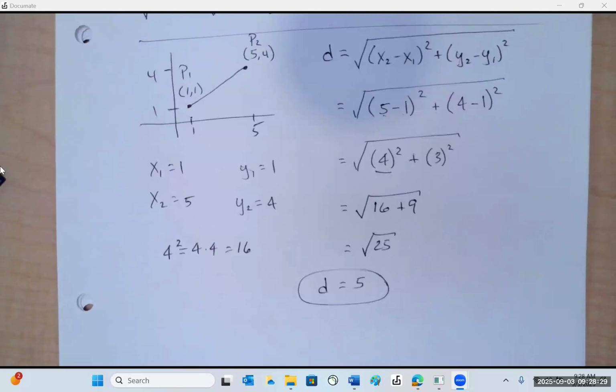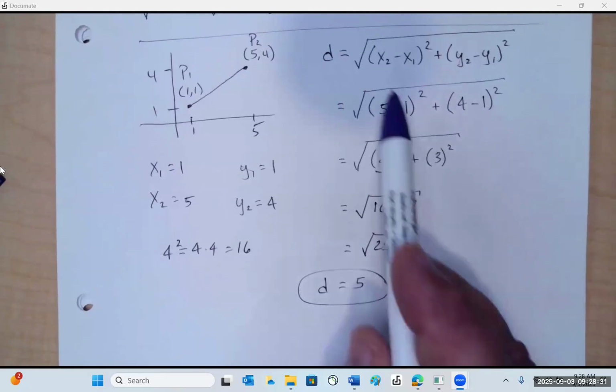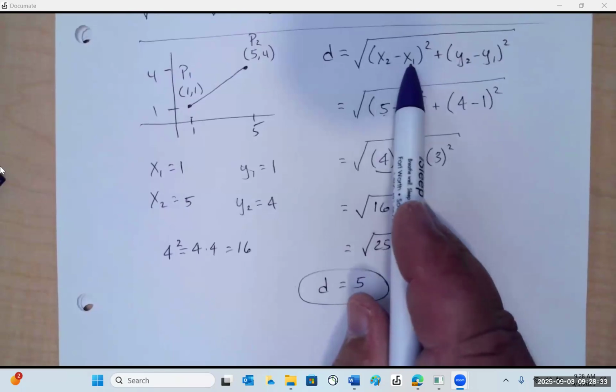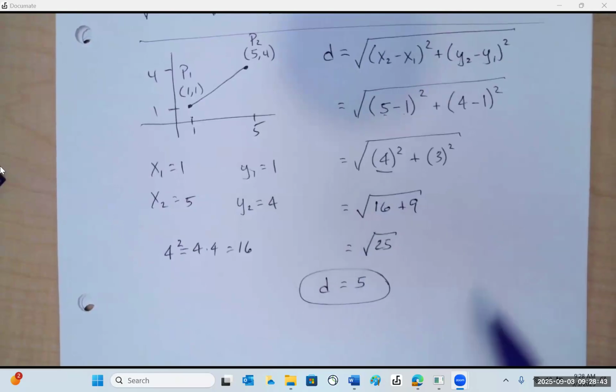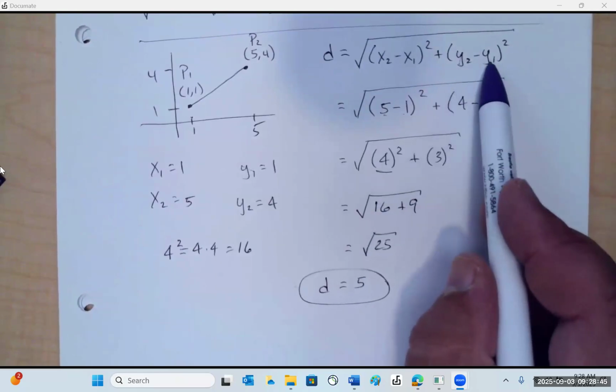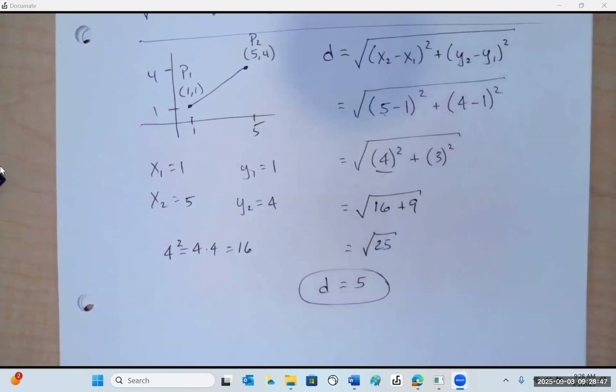We're using the same equations. Have we seen these before? X2 minus X1, Y2... Where have we seen those before? Yeah, it was the slope equation. Slope equation is Y2 minus Y1 over X2 minus X1. So we're using the same formula, it's just in a different format now.